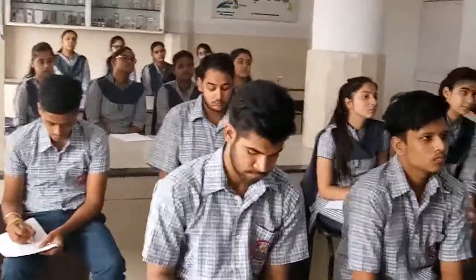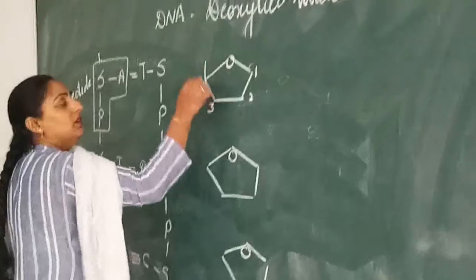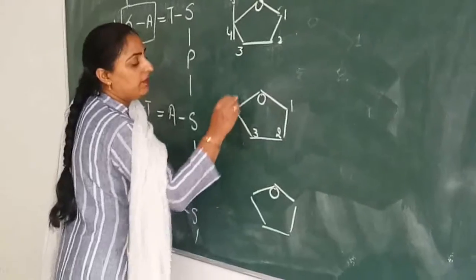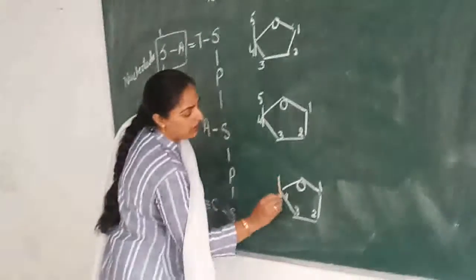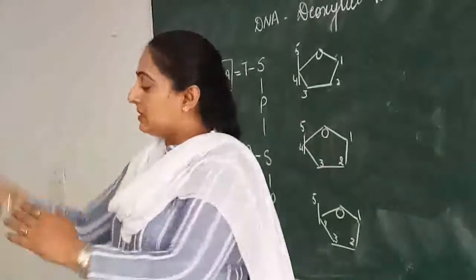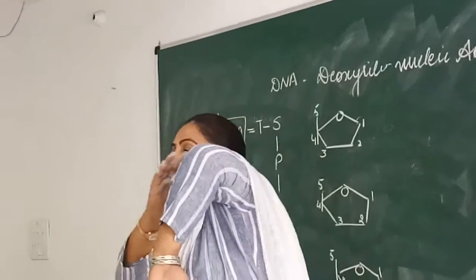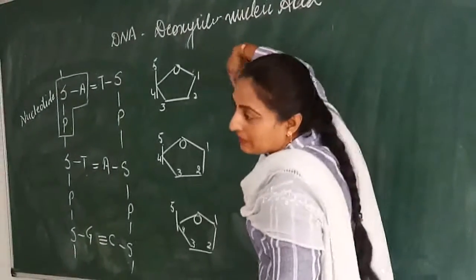One sugar, this is second sugar, this one is third sugar. This is 1, 2, 3, 4, 5, again 1, 2, 3, 4, 5, again 1, 2, 3, 4, 5, right? Now see, supposing this is 5, this is 3. What will be the direction of another strand? It will be like this. This will be 3, this will be 5. Okay? So if one sugar is drawn like this, the other will be like this.